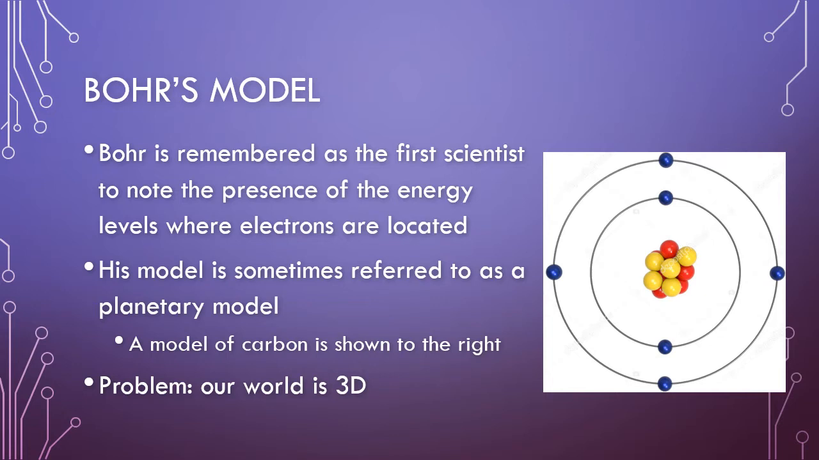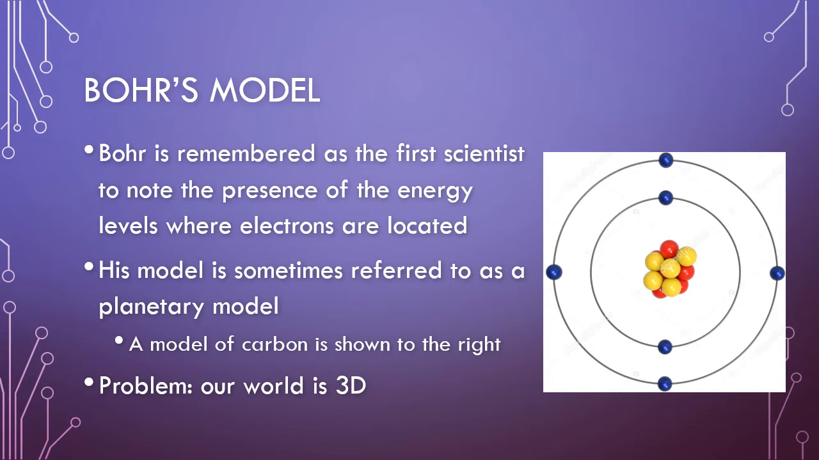Bohr is best remembered for being the first scientist to come up with an orbital theory for electrons, the idea that they are housed in energy levels that have discrete energies and can jump between these orbitals when energy is either released or absorbed. His model often looks like planets orbiting a solar system. A model of carbon is shown here to the right, where carbon has 6 protons and 6 neutrons in its nucleus and has its 6 electrons in orbital paths.